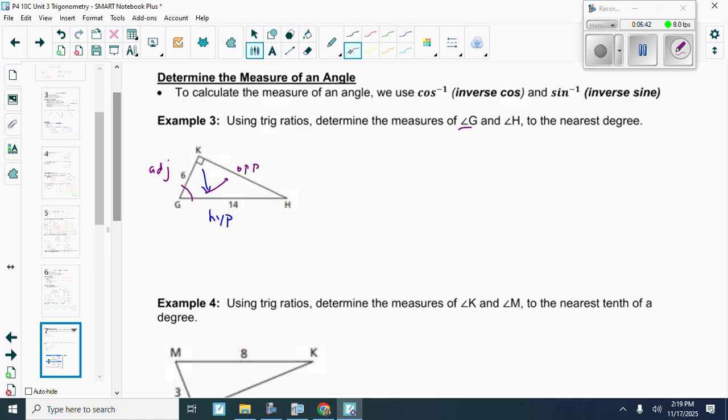Okay guys, what trig ratio, sine, cos, or tan, should I use in order to figure out the angle of G? I have an adjacent and I have a hypotenuse. So what am I going to use? Someone say that now. Okay, we're going to use adjacent and hypotenuse. If we remember SOHCAHTOA, look for the ones that we have. We have adjacent and hypotenuse, so this time we're going to use cos.